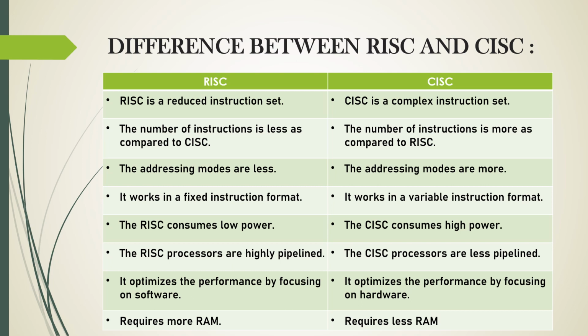RISC consumes low power. CISC consumes high power. RISC processors are highly pipelined. CISC processors are less pipelined. RISC optimizes the performance by focusing on software. CISC optimizes the performance by focusing on hardware. RISC requires more RAM and CISC requires less RAM.